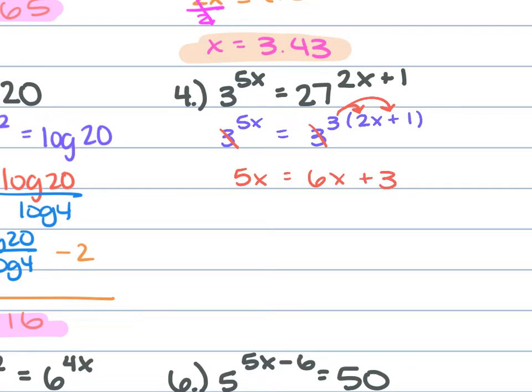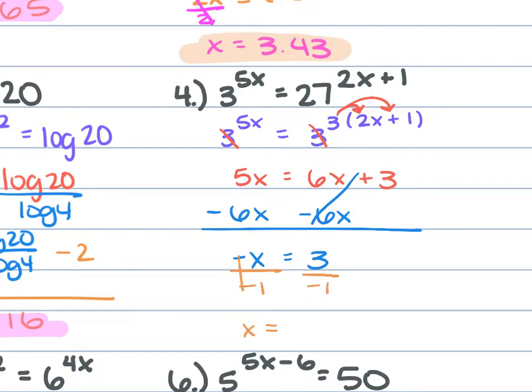From here, I'm just going to get x by itself. So I'm going to move the 6 over to be with the 5x. I'm going to get negative x is equal to 3. Then I divide each side by that negative 1, and we get that x is equal to negative 3.